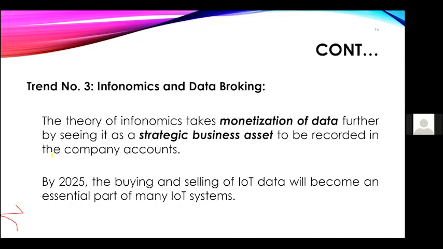Third trend is the informatics and data broking. The theory of informatics takes monetization of data further by seeing it as a strategic business asset to be recorded in the company accounts. This is what currently many organizations and big size companies are doing unethically, means without informing the people. But as a strategic business asset, it can be utilized, but with proper ethical policies.